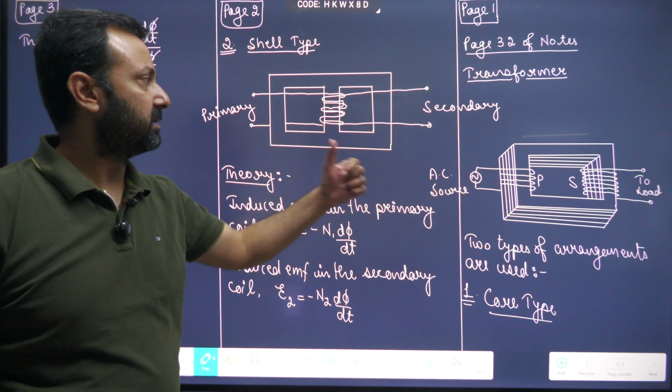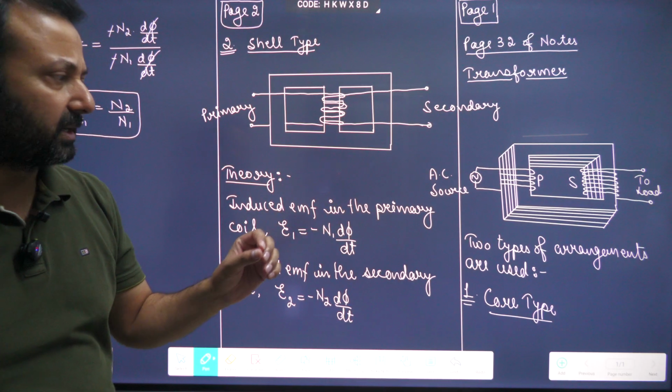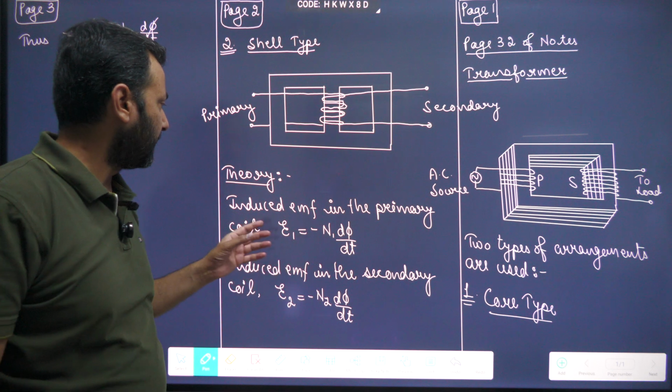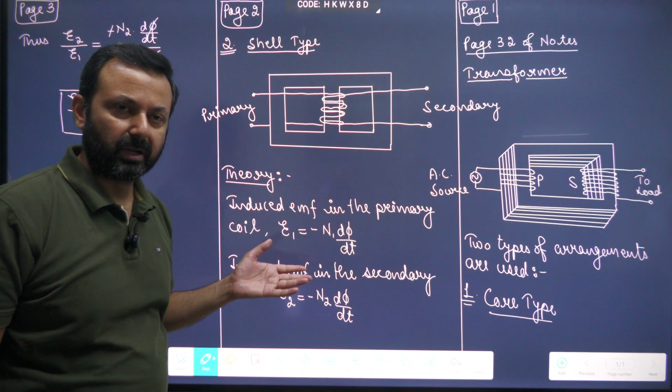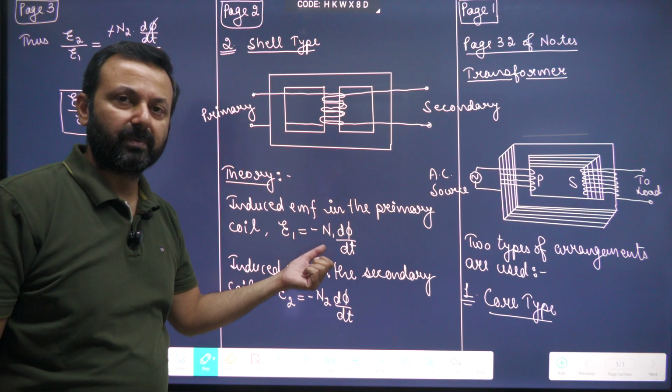This is core type and this is shell type. So you have to draw both types of transformers. And after that, the theory is very simple: induced EMF in the primary coil is minus N1 d phi by dt.